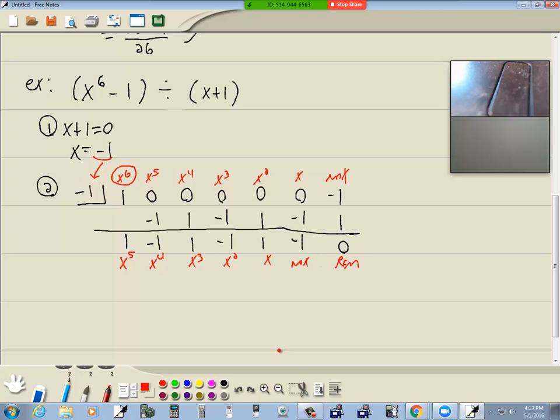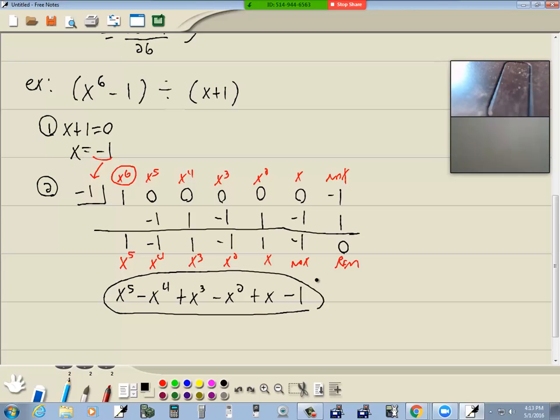and then our remainder. And you take each one of these numbers and put them in front of the x to the power. So that's like 1 x to the 5th, or x to the 5th, minus 1 x to the 4th, or just minus x to the 4th, plus 1x to the 3rd, or just x to the 3rd, minus 1x squared, or minus x squared, plus 1x, or just x, and then the minus 1. And that's your answer.